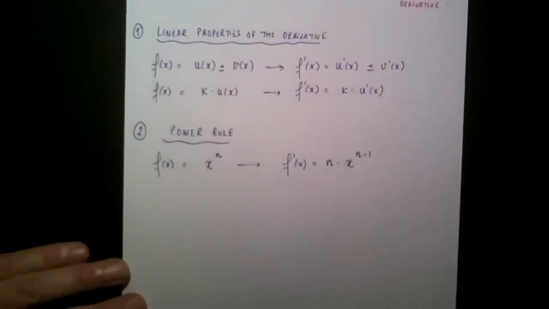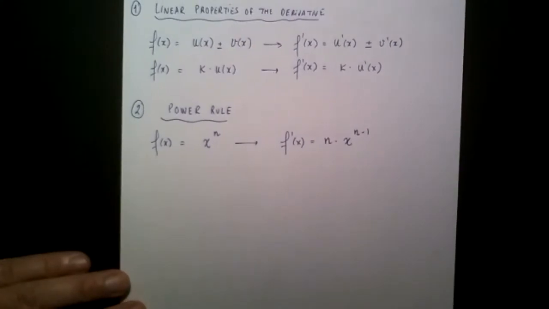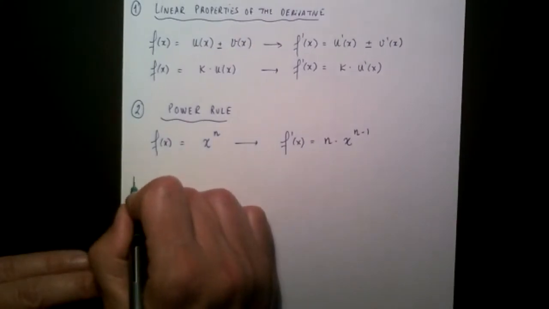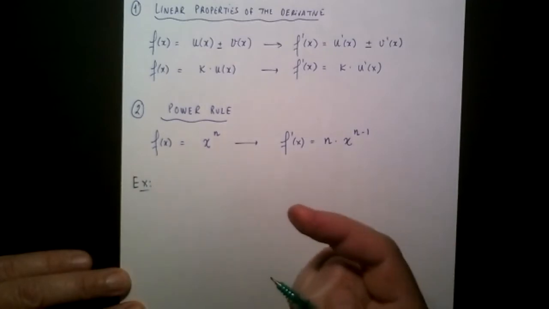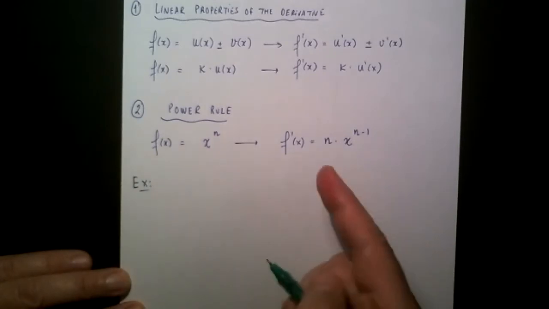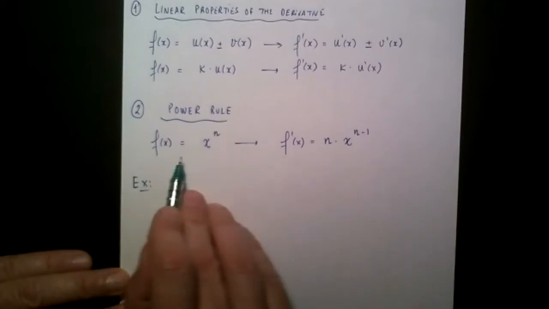Let me move up. Let me just leave this in front of you. You can see it still. Okay, so let's do examples. So now I'm not going to use the limit definition. I'm going to use this property here.